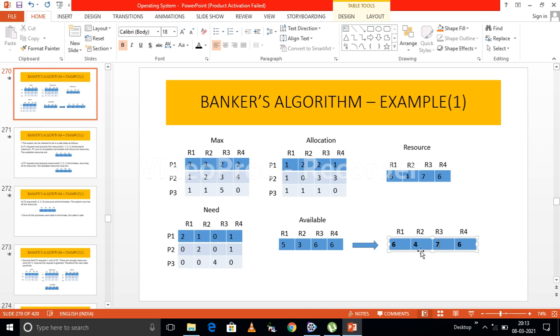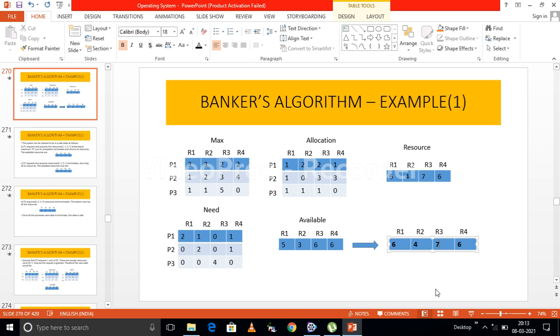So like this, by using the available resources, we have allocated the required resources to all the processes without any problem. So we can say that the entire system was in a safe state.